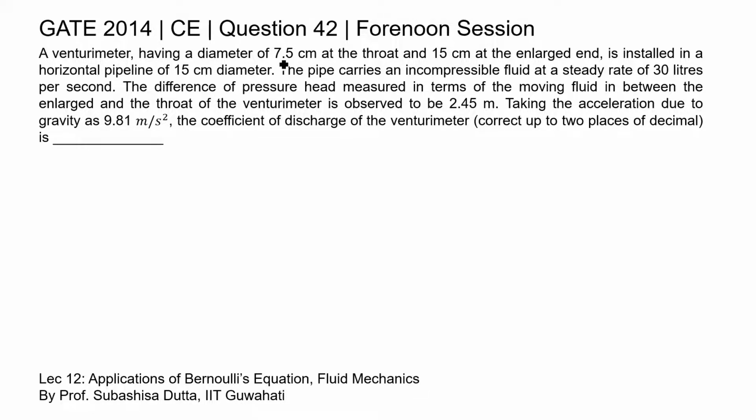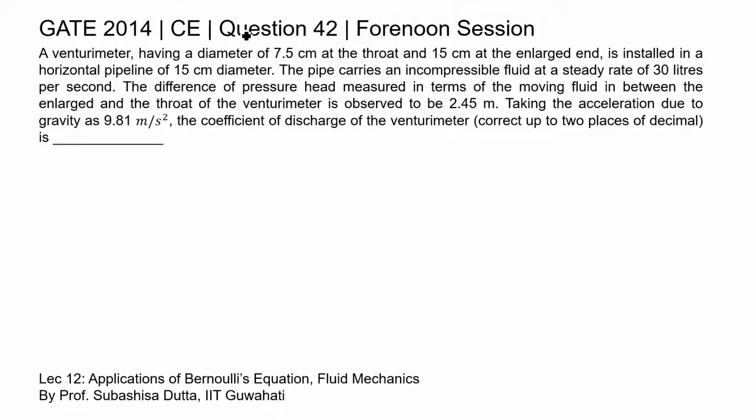The diameter at the throat is given as 7.5 centimeter and at the enlarged end is given as 15 centimeter, and it is installed in a horizontal pipeline of 15 centimeter diameter. This pipe carries an incompressible fluid at a steady rate of 30 liters per second, and the difference of pressure head is observed to be 2.45 meter. Now, considering all these data, we need to calculate the coefficient of discharge of the venturi meter.